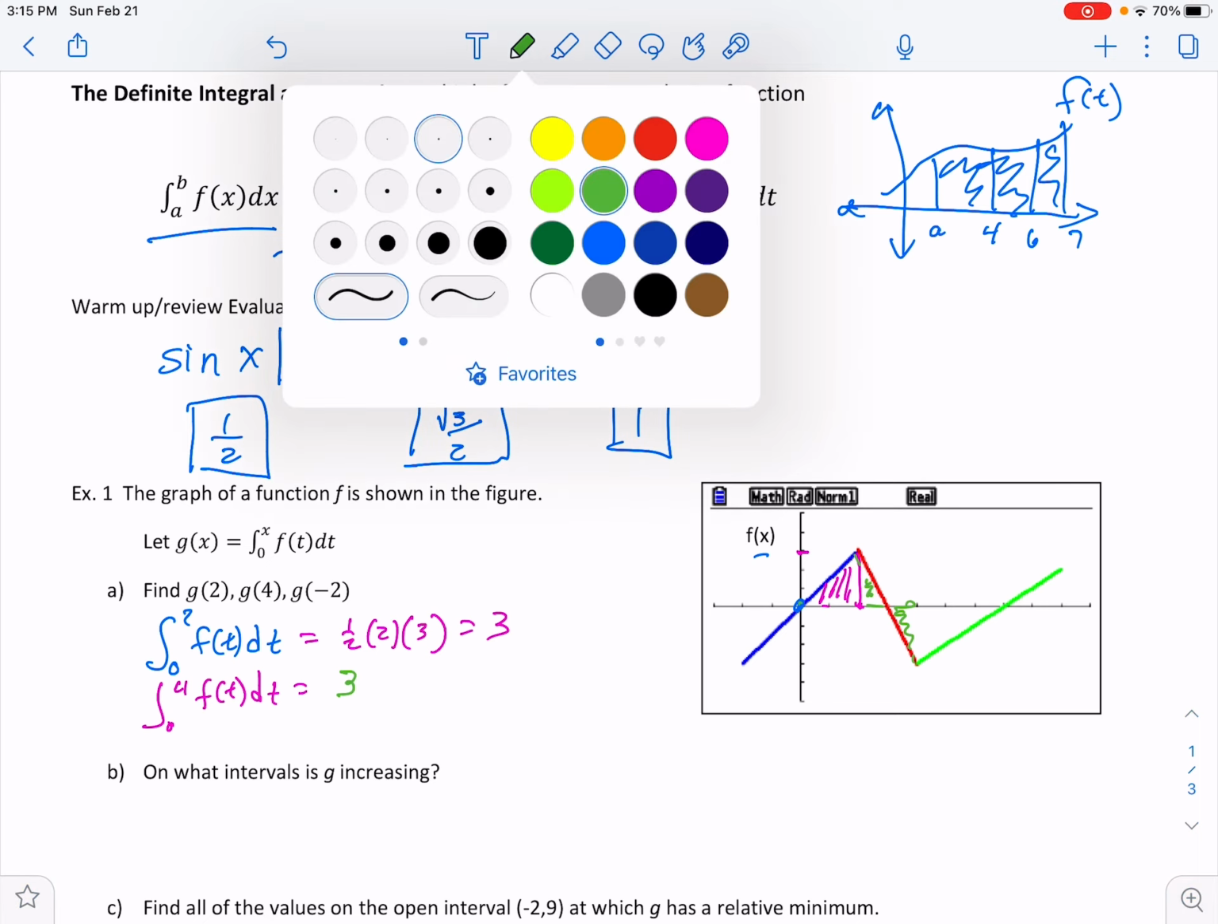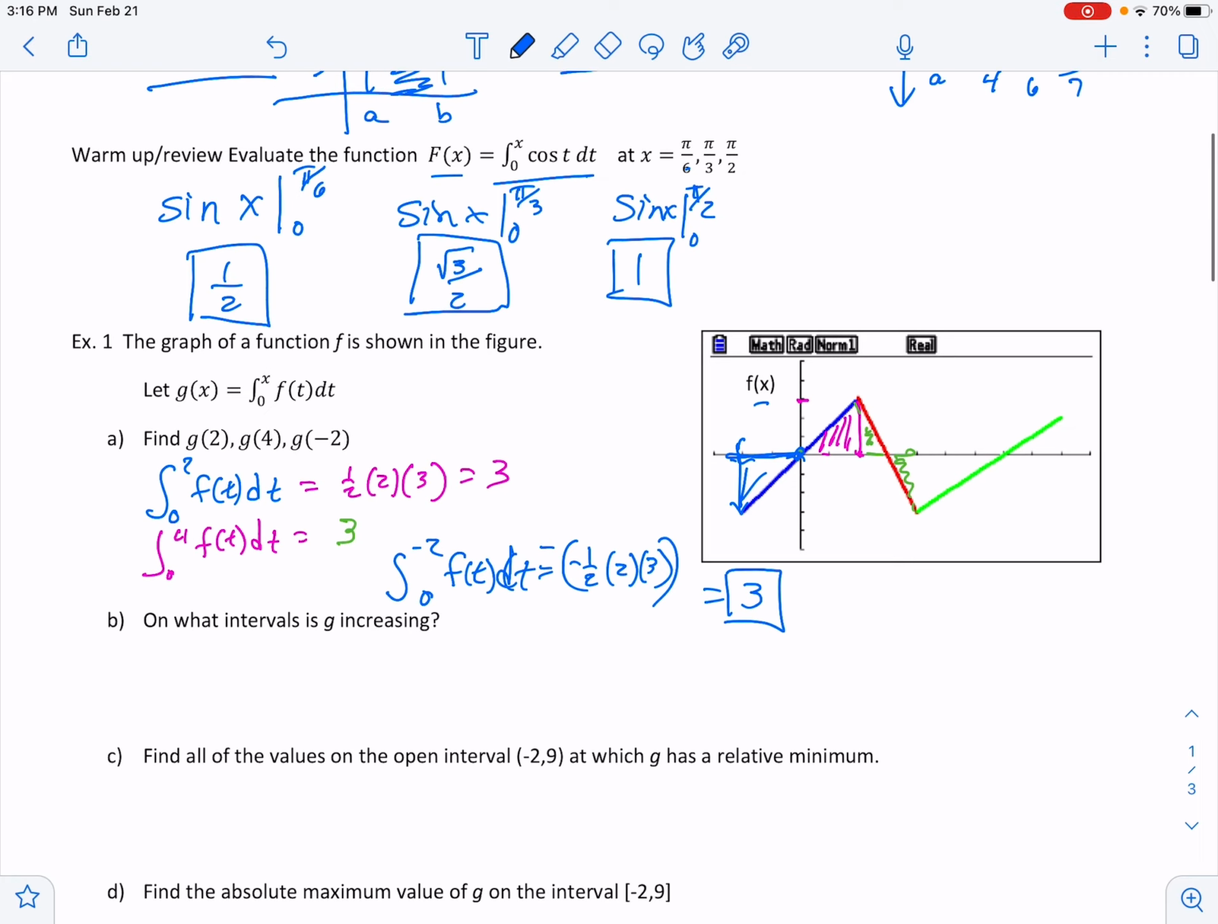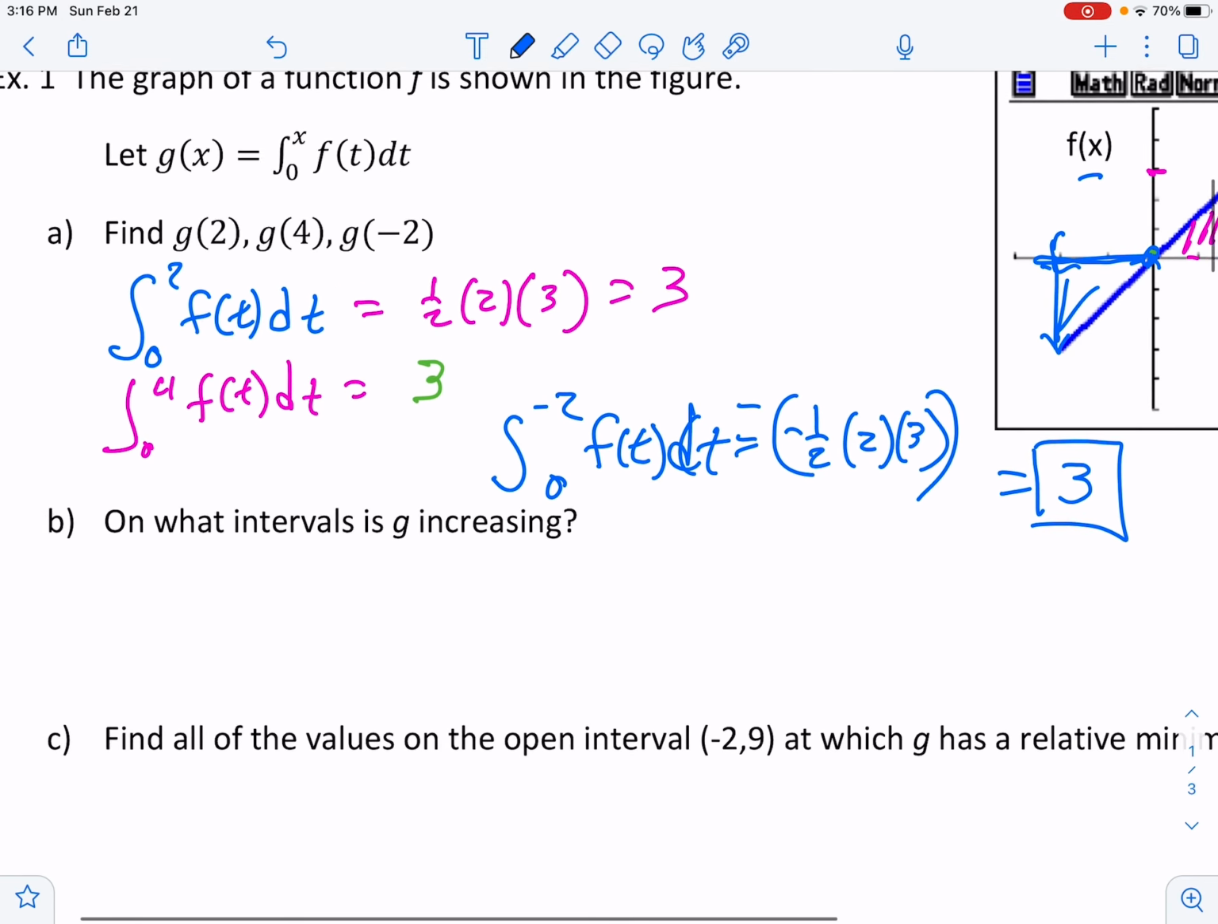Well, that was peachy. And then if I integrate from 0 to negative 2, remember I'm going backwards. All right, usually when you go backwards, it's negative. This is 2 by 3. This is f of t dt. So it's 1/2 of 2 by 3. But this is negative area, and then you're going backwards, so it's negative, and you end up with a positive 3 also. Because you're integrating in that direction, but it's below the x-axis, so it ends up being positive. Ooh, that hurts your head. Think about that one.